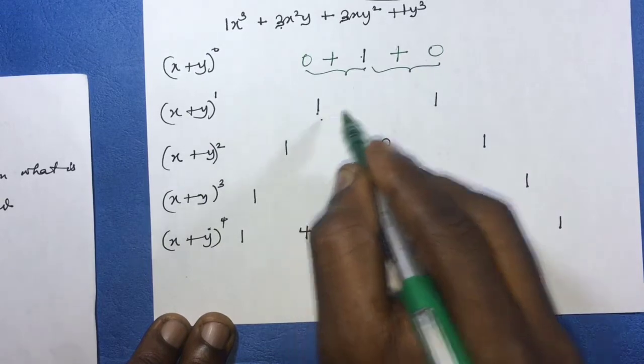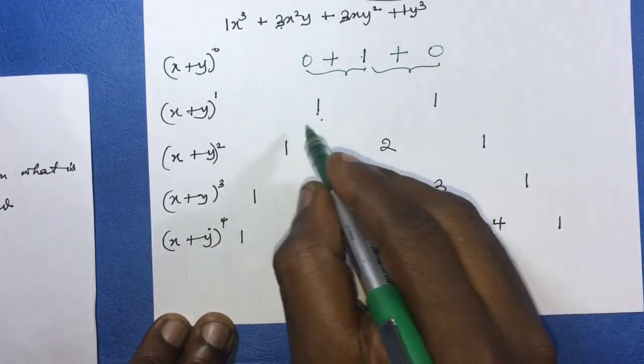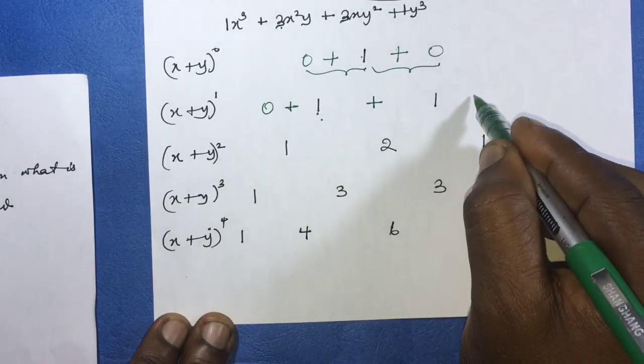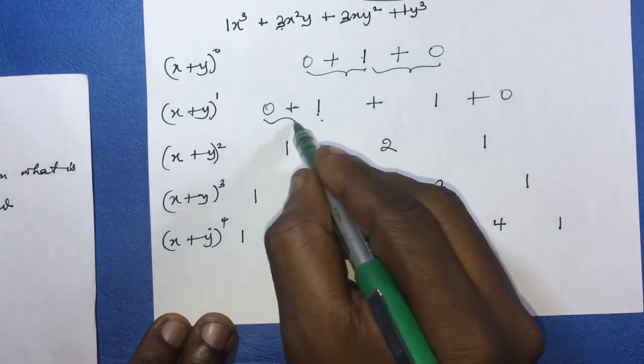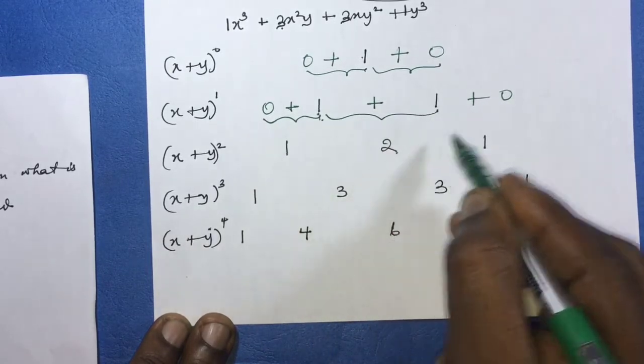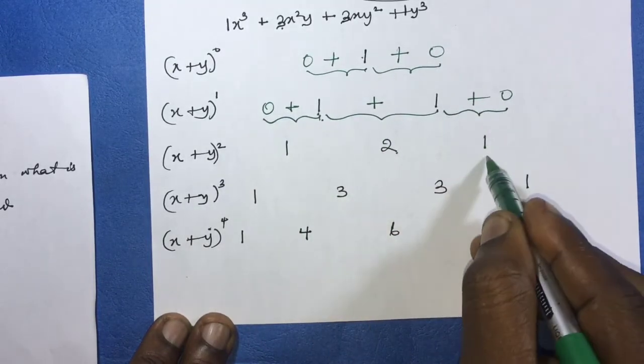When you add a 0 to the right and to the left, it gives you 1. 1 plus 0 will give you 1. 1 plus 0 will give you 1. Now add another 0, add this to itself and add another 0. If you add this, 1 plus 0 will give you 1. 1 plus 1 will give you 2. And 1 plus 0 will give you 1.